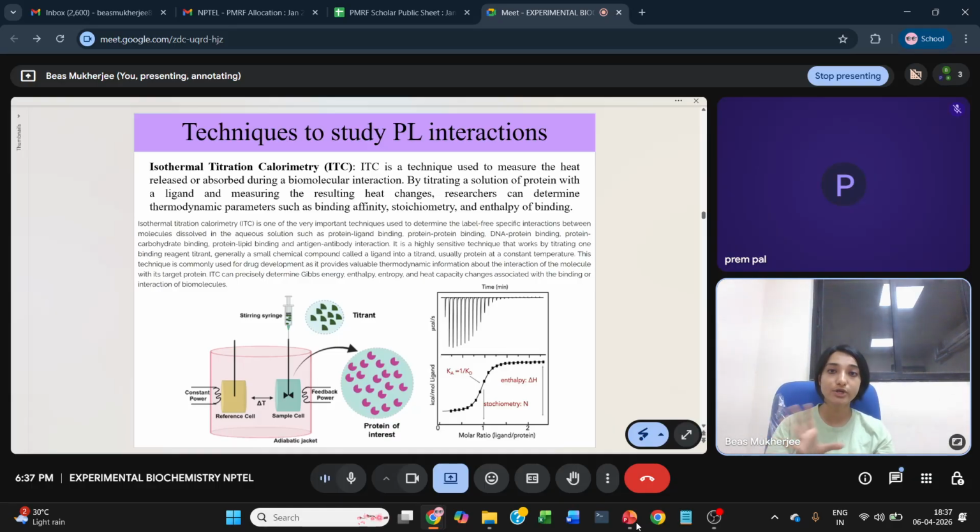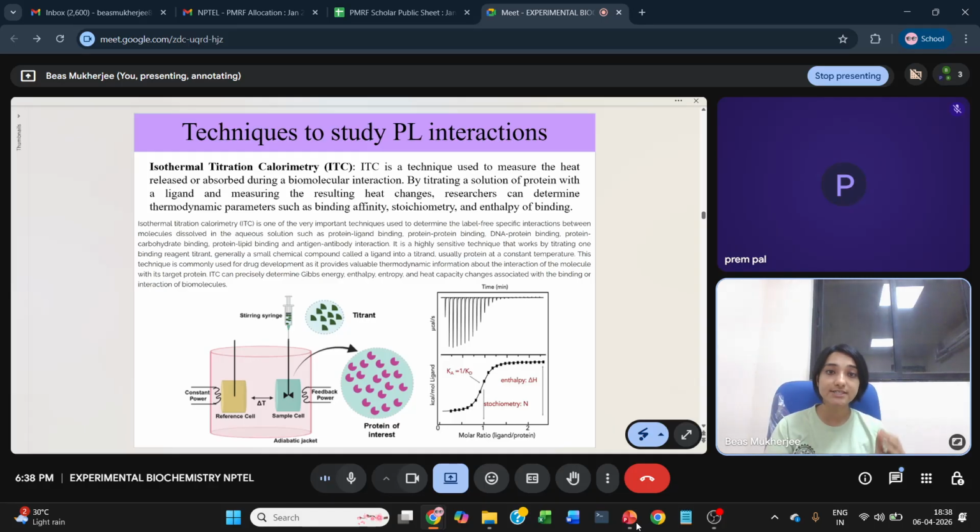So how are we doing it? Let's see. ITC is a technique used to measure the heat released or absorbed during a bimolecular interaction by titrating a solution of protein with a ligand and measuring the resulting heat changes. Researchers can determine thermodynamic parameters such as binding affinity, stoichiometry, and enthalpy of binding. Okay. Now, isothermal titration calorimetry is one of the very important techniques used to determine label-free specific interactions between molecules dissolved in aqueous solutions such as protein-ligand binding, protein-protein binding, DNA-protein binding, protein-carbohydrate binding, protein-lipid binding, antigen-antibody interaction, etc.